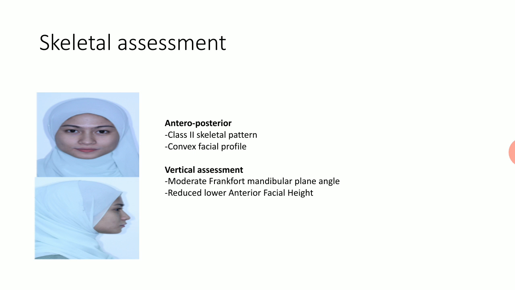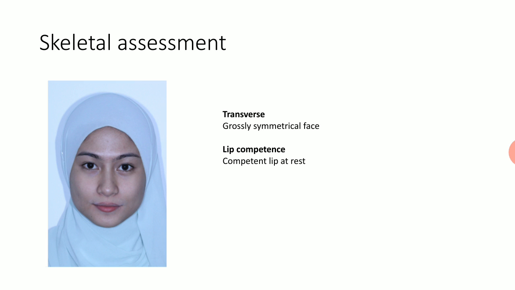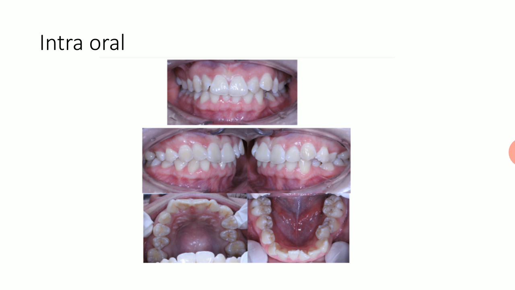Based on skeletal assessment, anterior-posteriorly, patient present with class 2 skeletal pattern with convex facial profile. On vertical assessment, there is moderate Frankfurt mandibular plane angle with reduced lower anterior facial height. Transversely, patient has grossly symmetrical face with competent lip at rest.